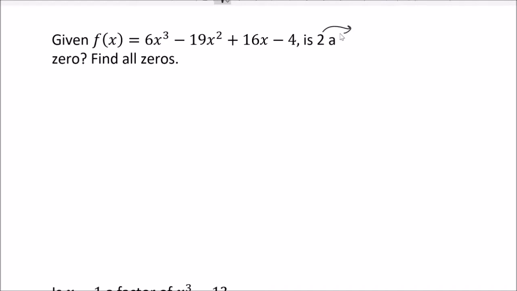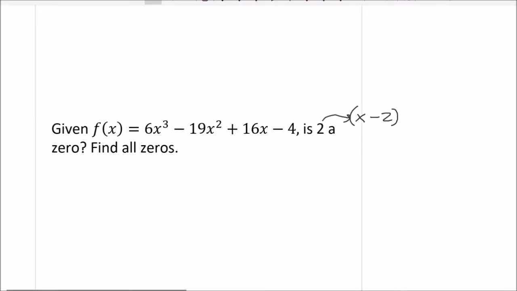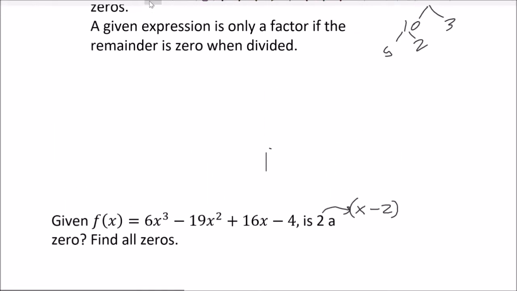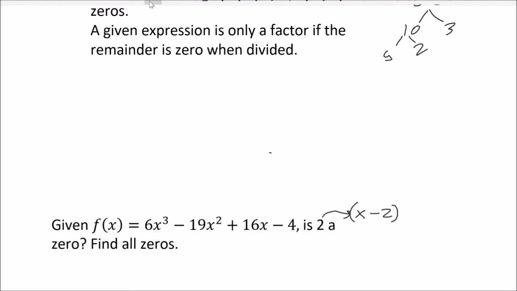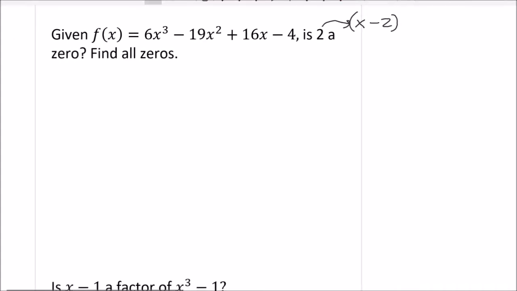Now this goes back to where we started. If 2 is a 0, x minus 2 is a factor. And if it is a factor, then that means it will divide evenly. We'll have a remainder of 0. So let's test it and see if x minus 2 truly is a factor. Here we go. So I'm going to set it up like this. x minus 2. And what are we dividing? We are dividing 6x cubed minus 19x squared plus 16x minus 4.